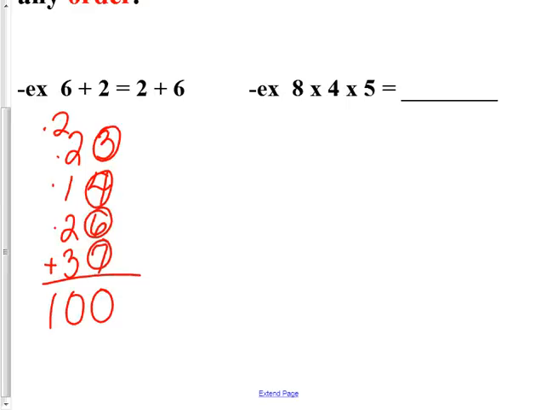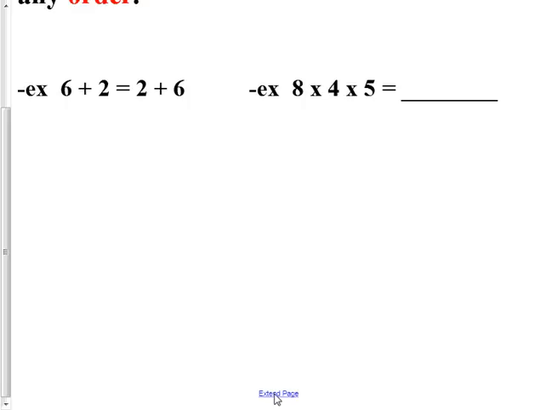But being able to think about changing the order and not having to do the numbers in order when you add makes it a little bit easier. It also makes it easier when you're multiplying because you can look for numbers that are easy to multiply. Now you could multiply this one straight across, 32 times 5, but a lot of people can't do that in their head. What a lot of people could do in their head is rearrange this problem, do 4 times 5 times 8, because 4 times 5 is 20, and 20 times 8 is really easy to do in your head. You get 160.